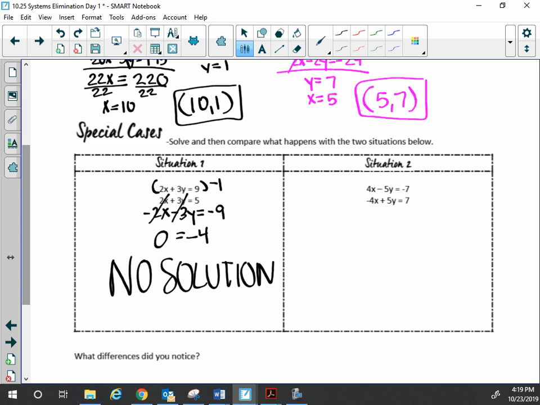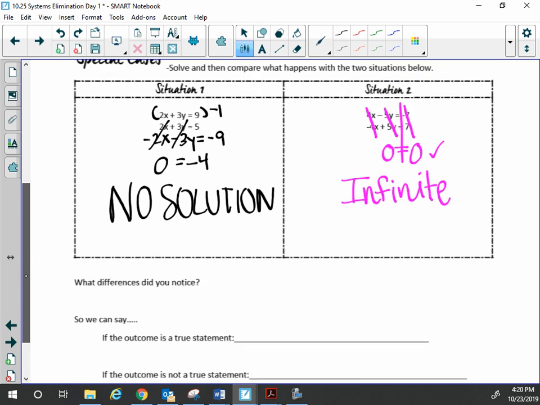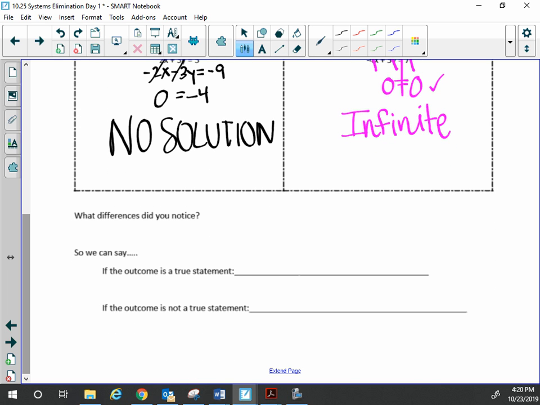Okay. Situation 2 is lined up perfectly, but cancel, cancel, cancel. So what are you left with on the left-hand side? 0 equals 0. True statement. Infinite. Okay, so now remember you can always go back and throw all these into your graph to double check your answer. Okay, so if the outcome is true, infinite. If it is false, no solution. Okay?